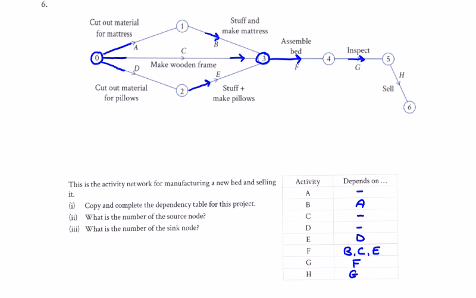The number of the source node is 0. First one, last one 6, 0, 6.